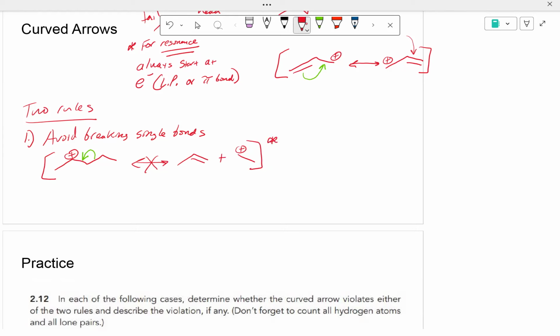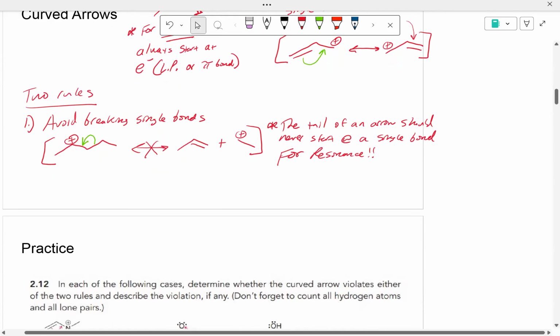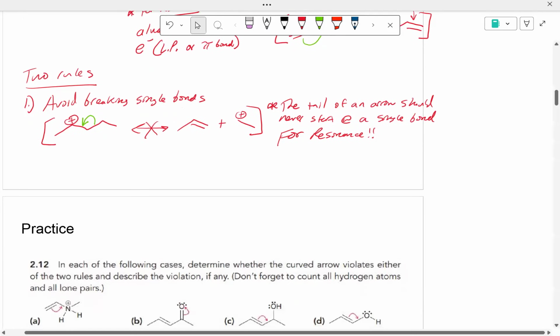All right, so again, I told you write this in your margin. I'll write it down now. The tail of an arrow should never start at a single bond. And again, highlight this for resonance. We will break single bonds all the time when we do chemical reactions, but resonance is not a chemical reaction.